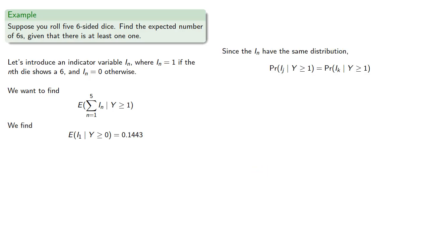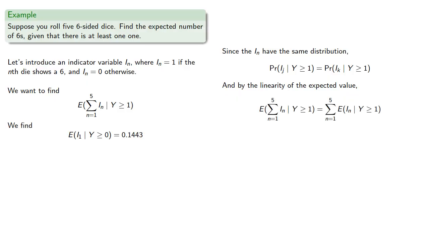since the I_n's all have the same distribution, then all of these conditional probabilities are equal. And by the linearity of expectation, the expected value of a sum is the sum of the expected values. And we get our third answer, which agrees with the other two.